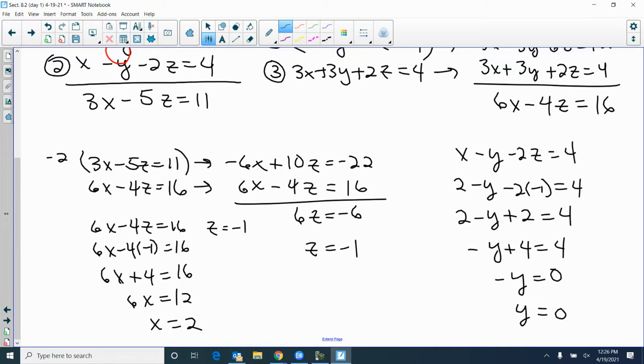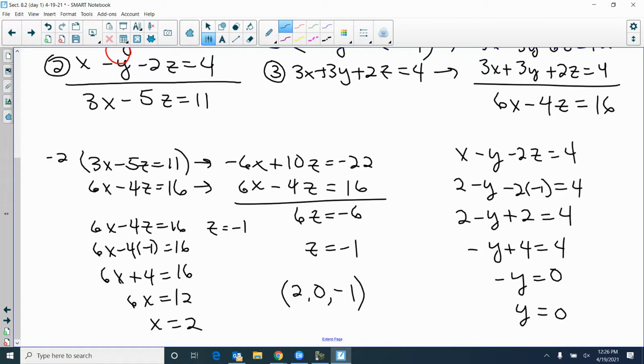That's fine. My ordered triple, it's called an ordered triple, is 2, 0, -1. That's the only answer that works for all three. You can go back and test it just to make sure. But 2, 0, and -1.